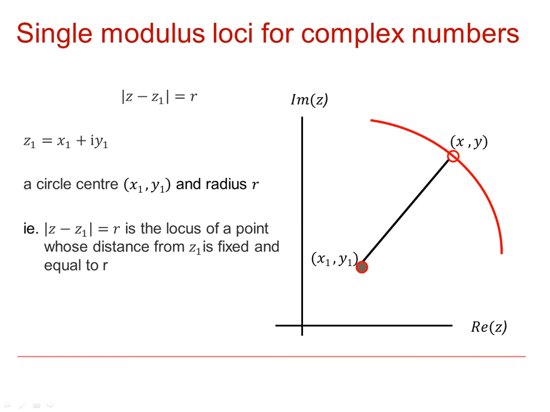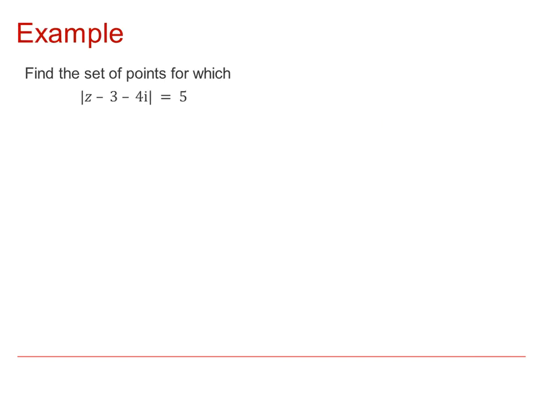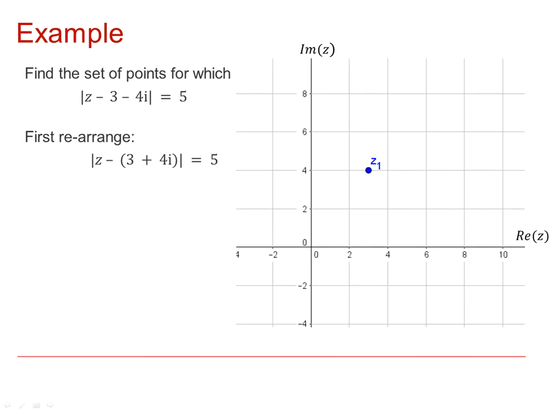Well, now let's consider a specific example of this. So we're asked now to find the set of points for which the modulus of z minus 3 minus 4i is equal to 5. So the first thing to notice is that the left hand side of that is not quite in the right form, so we need to rearrange it to give us z minus a point, the point being 3 plus 4i, or z minus z1.